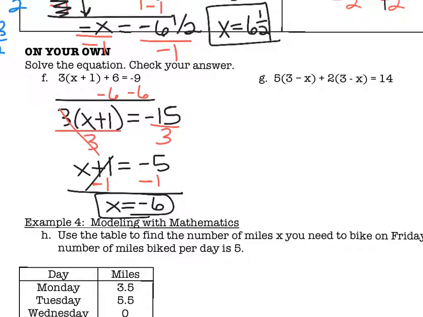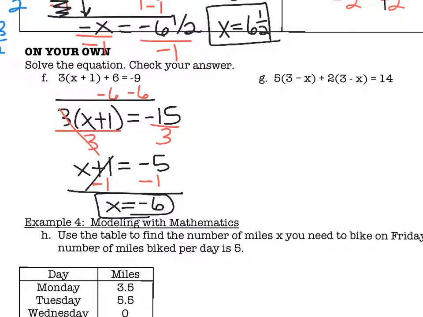And when you plug that in, you have -6 plus 1, that's -5. -5 times 3, that's -15. -15 added to 6 is a +9. So I did check my answer. I would like you to write it out if it says to check it and get used to doing that.